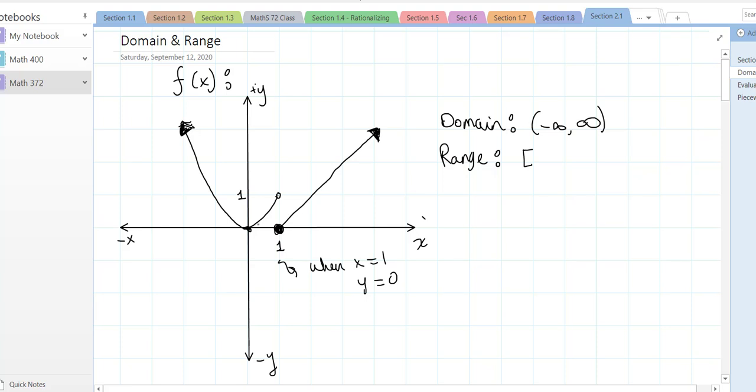So my lowest y value is 0, and what's the highest? It appears here that 1 might be missing, but when you follow it over here, you see that it's solid there. So 1 is included in the range because this portion of the graph picks it up. The arrow says it goes to infinity. So the range of this function will be from 0 to infinity.